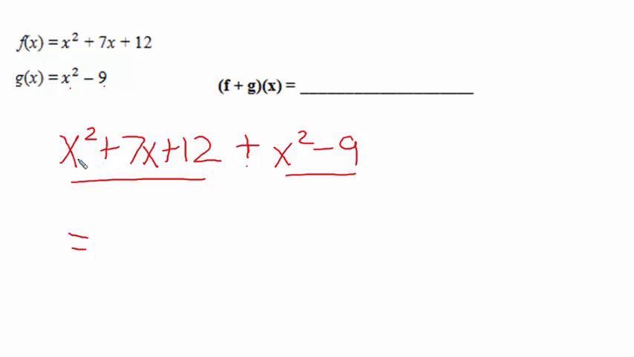We have 2x squared. I guess I can put that right up here. Plus 7x, that won't combine with anything. And a positive 12 and a negative 9 is a positive 3 overall. There's the first part.